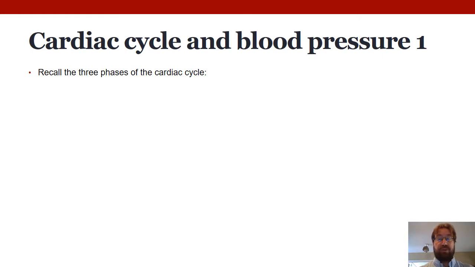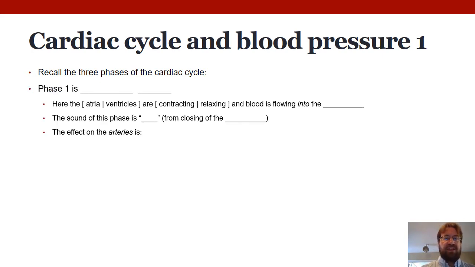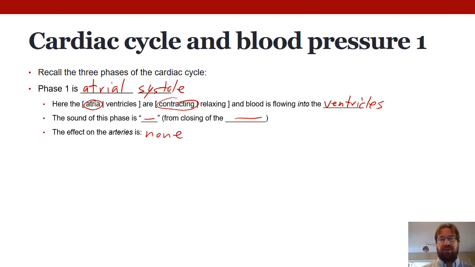All right, first let's recall the three phases of the cardiac cycle. Phase 1 is what we refer to as atrial systole. This is where the atria are contracting and blood is flowing into the ventricles. The sound of this phase is nada because none of the valves are closing here. And the effect on the arteries is pretty much nothing. There is no blood flowing into the arteries or into the heart at this moment, so there's no effect on blood pressure.